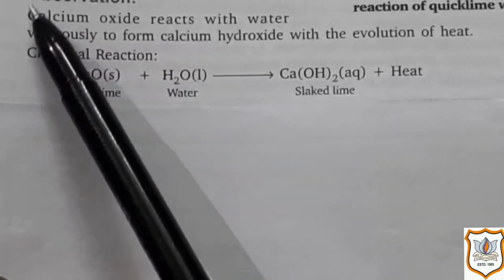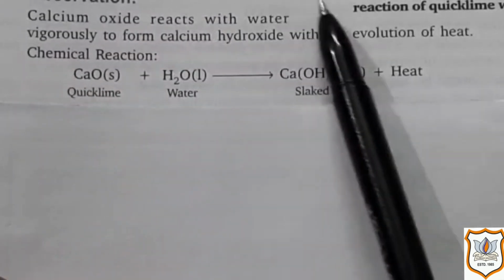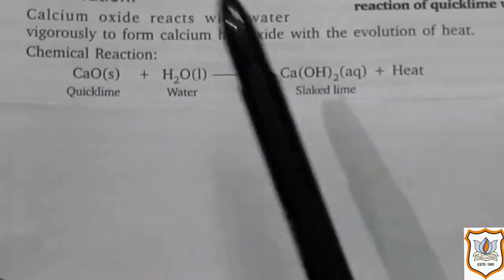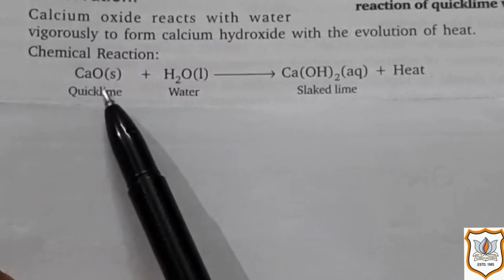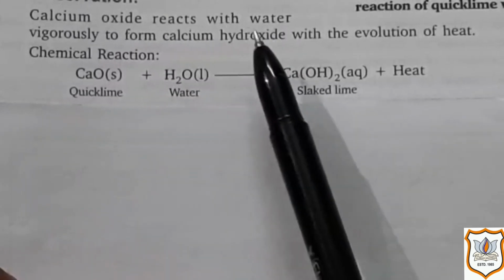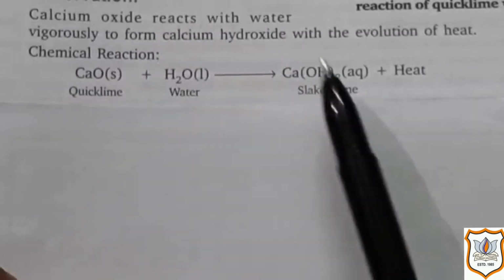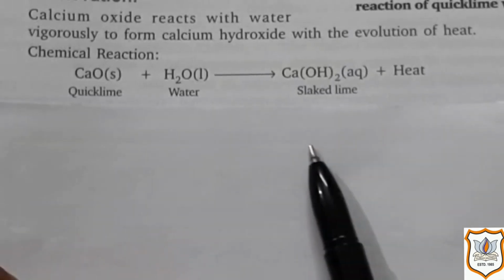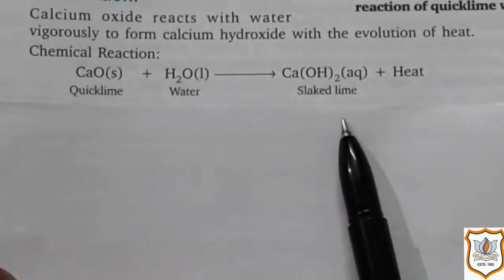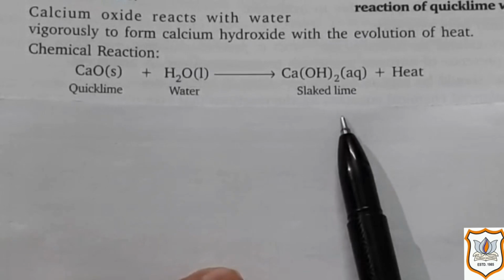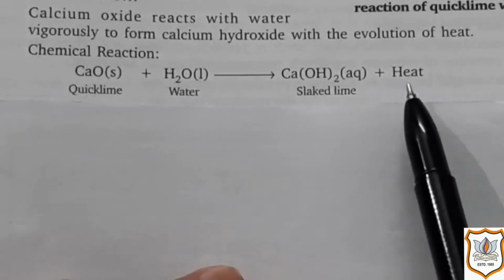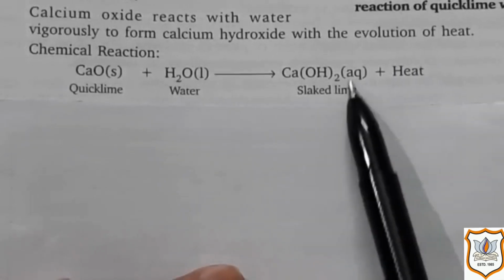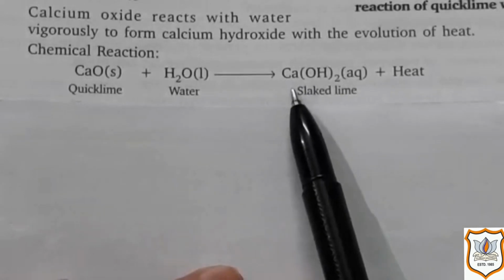Here we can see that calcium oxide and water are the reactants, so we will write them on the left side of the chemical equation, and calcium hydroxide is formed, so we will write it on the right side of the chemical equation. Here we can see the heat is also evolved, so we will write the heat with the product.